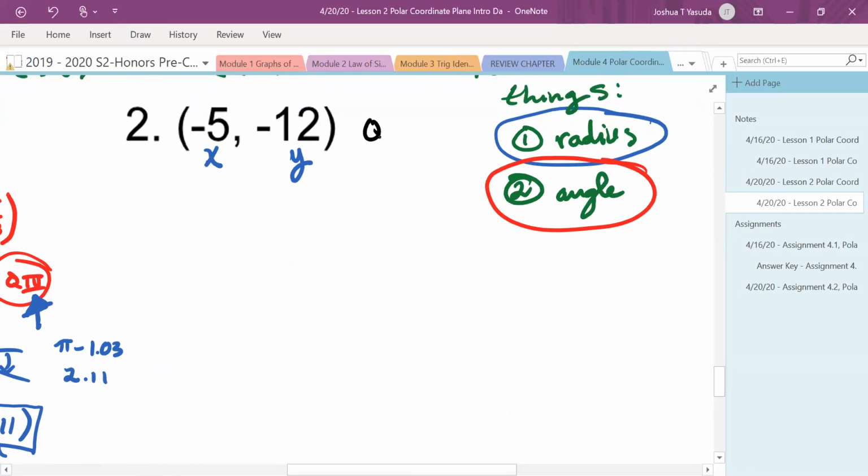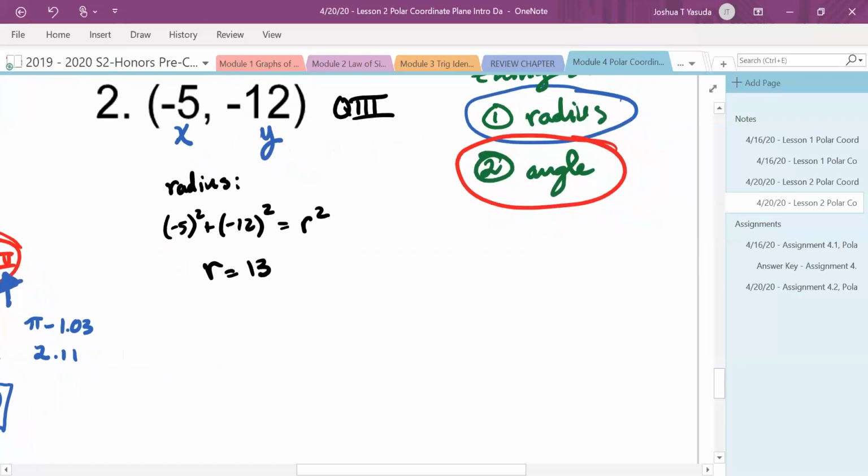All right, so this point is in quadrant 3. Remember, this is x, y, and we're trying to go into polar. And so I need a radius, which is going to be found by doing negative 5 squared plus negative 12 squared equals r squared. And if you know your Pythagorean triples, you know that the radius is 13. And then I need an angle. The way we're going to find the angle is that theta is going to be the inverse tangent of, well, two negatives make a positive, so 12 over 5.